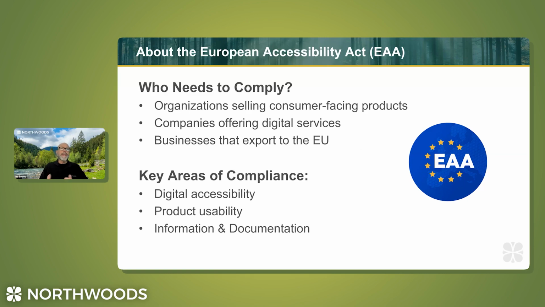So what are the key areas of compliance? Well, when you're talking about the EAA in general, digital accessibility applies to any organization selling consumer-facing products. One of the things that's interesting about this is that if you're looking at those kinds of products, you're also looking at the accessibility for those products. So websites, e-commerce platforms, and mobile apps all must meet what we call WCAG 2.1 Level AA guidelines. And WCAG stands for Web Content Accessibility Guidelines.